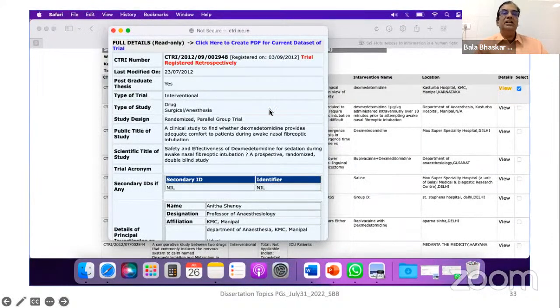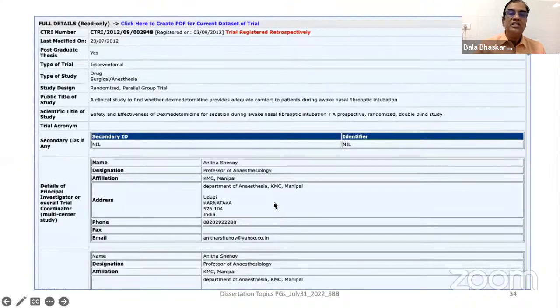So what is the advantage here? For example, I have picked up one of them. It gives me full details of the project in the form of a summary or synopsis. This one is a clinical study to find whether dexmedetomidine provides adequate comfort to patients during awake nasal fiber optic intubation. They have got the contributor's name, the investigator's name, their address, mobile number, and email ID. There are other important criteria why this is given, but if you as an investigator have doubts about some topic like this, you can directly contact the author who is going to take up this project.